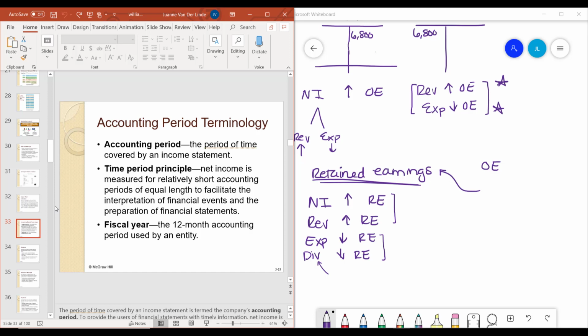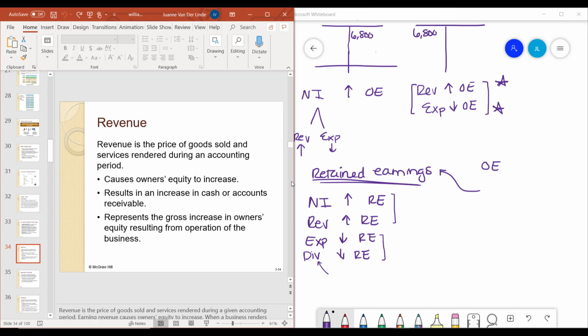In a fiscal year, that's just a 12-month accounting period that companies use. So a fiscal year is just a 12-month accounting period that a company chooses. A fiscal year won't necessarily always line up with a calendar year, which is January to the end of December. A company's fiscal year might not start on January 1st. It might start on a different time of the year, but it's still 12 months.